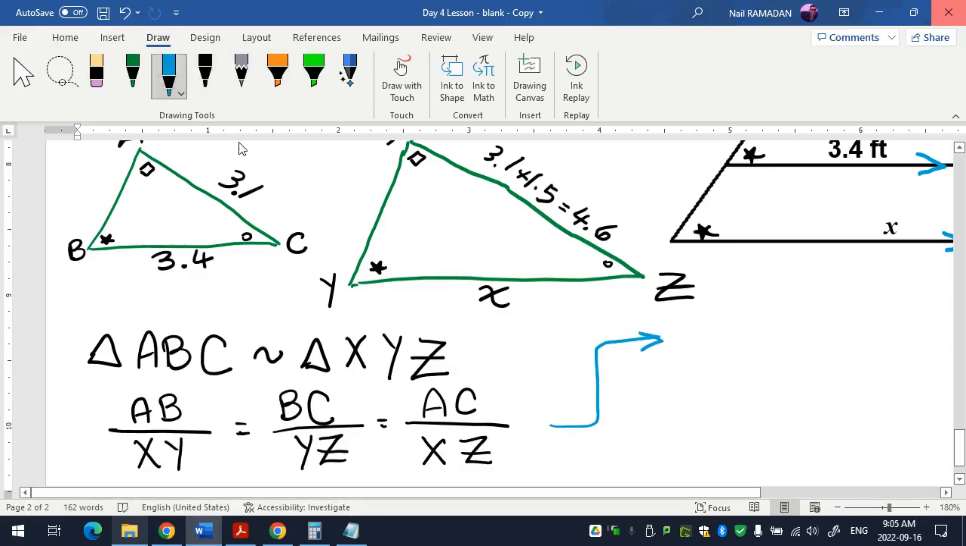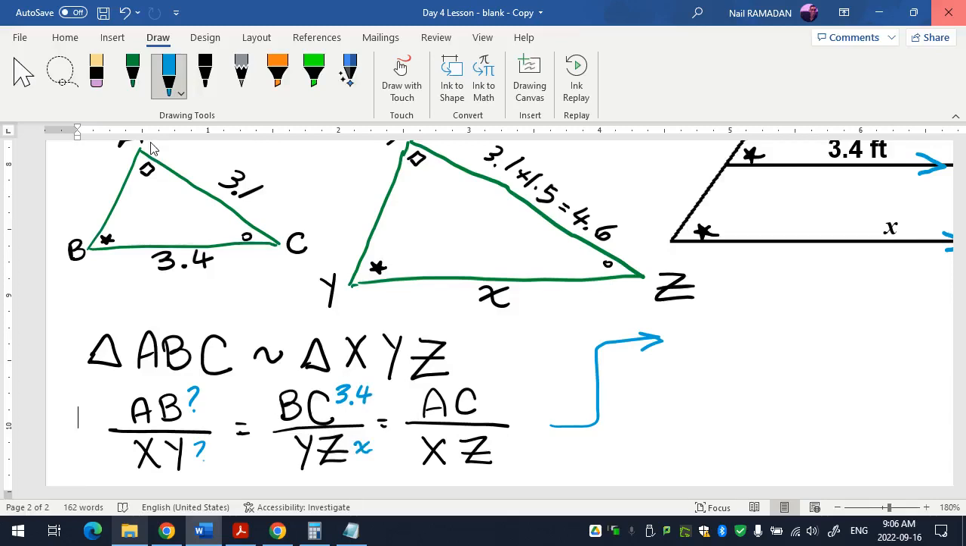Okay, what do we know? Do I know AB? Do I know XY? Both are not known and also not needed. Question mark, question mark. I know my useless one. Okay, BC is 3.4. YZ is the unknown to be found, x. AC is 3.1. XZ is the whole thing as we proved, so it's 4.6. Perfect.